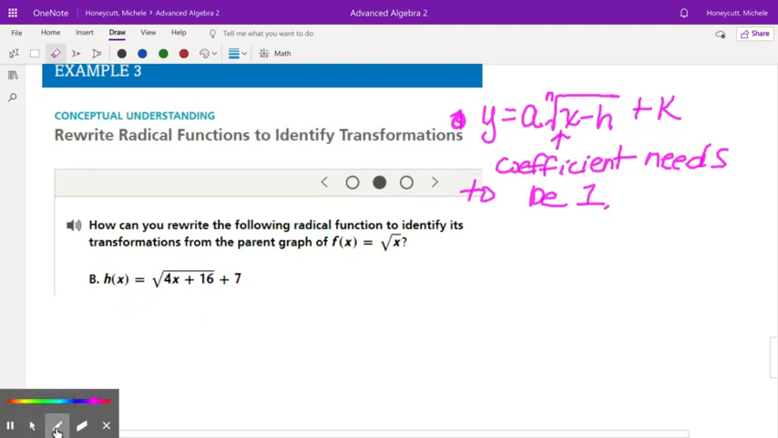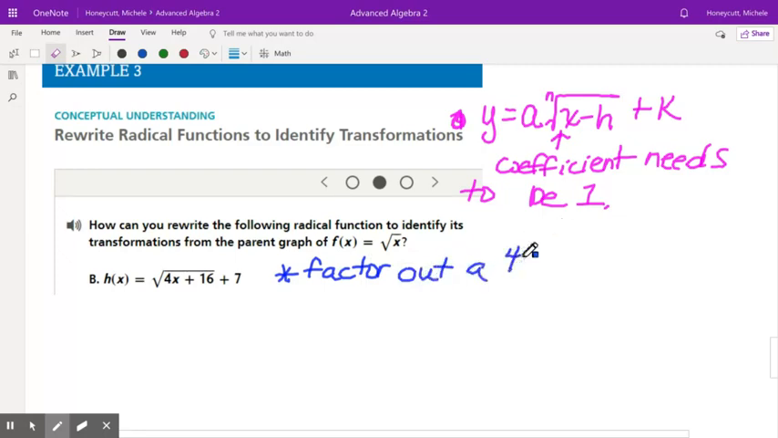All right, so we're going to make that coefficient a 1 by factoring it out. So what we're going to do is we're going to factor out a 4. So under the radical only, I'm going to factor 4 out from 4x and factor 4 out from 16. So that now my equation looks like h of x equals the square root of 4 times x plus 4, and then plus 7 on the outside.